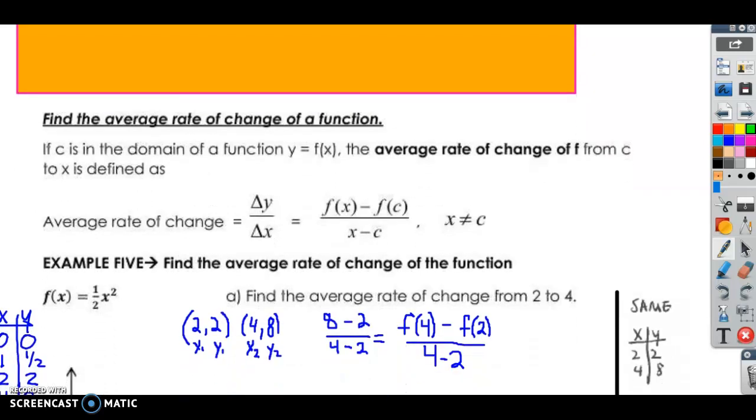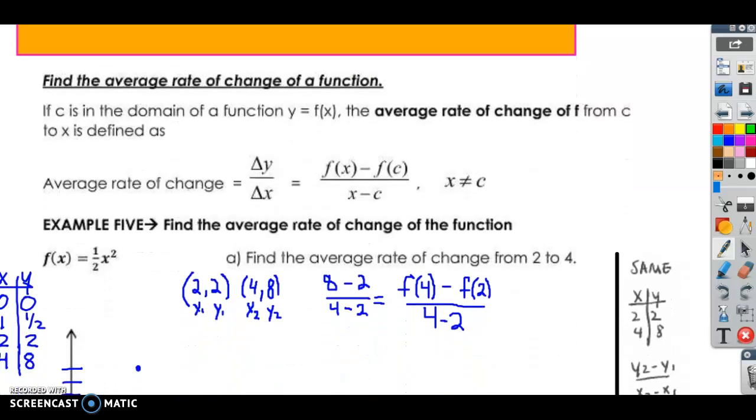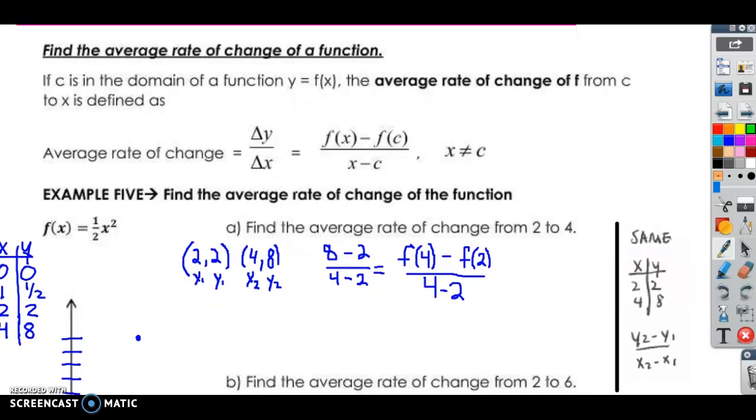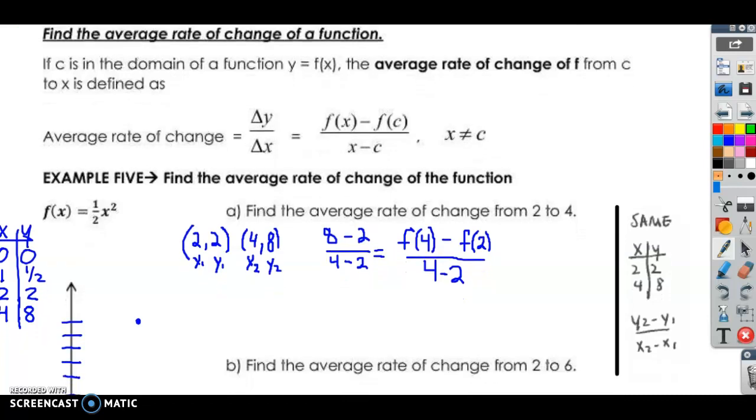And we're going to move to the last part, which is finding the average rate of change. All right, I have 4 minutes. Okay, so if C is in the domain of a function y equals f of x, the average rate of change from c to x is defined as, and now this is technically slope. We don't really call it slope anymore when we get to calculus. But it's average rate of change, so it's y2 minus y1 over x2 minus x1.